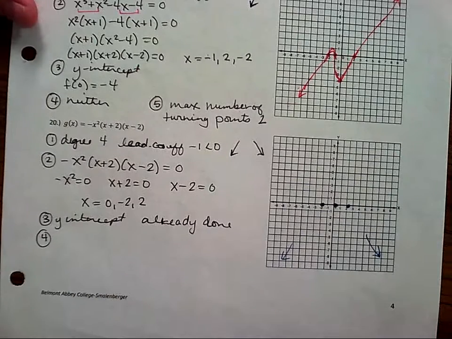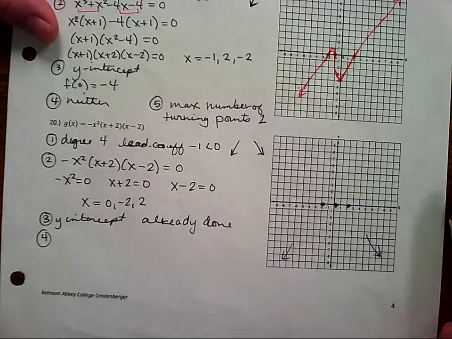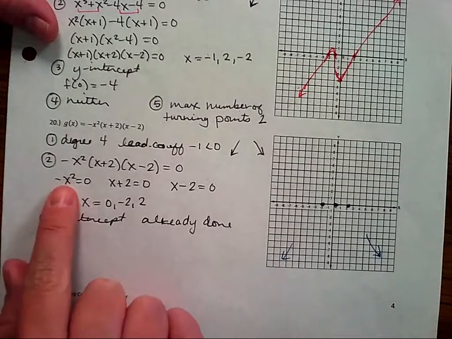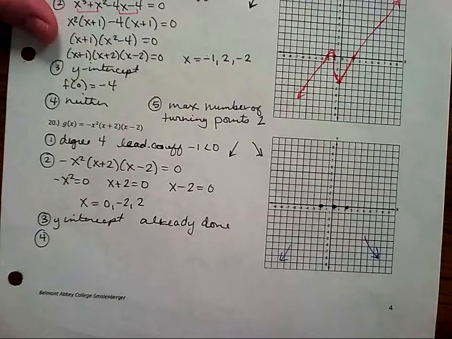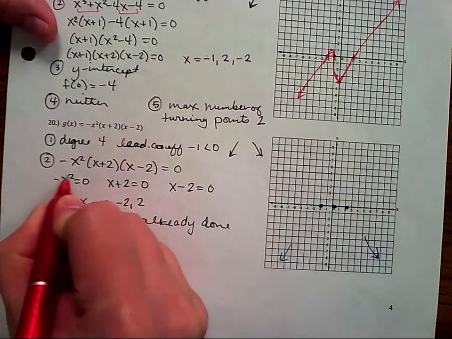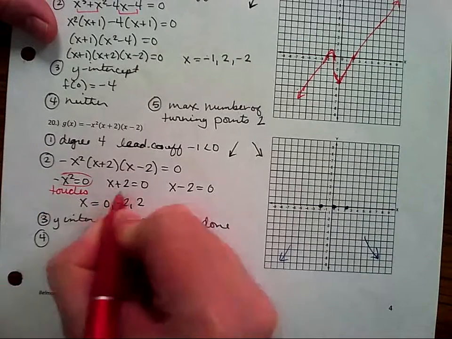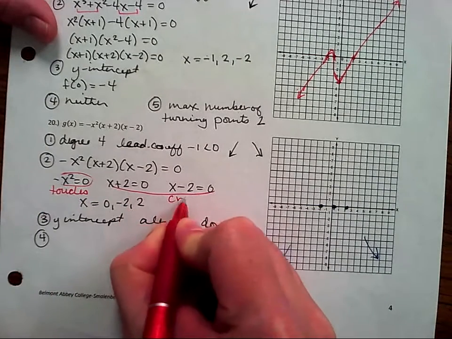Okay, 4. What do you think about symmetry? This one I can't really tell, right? Oh, I didn't talk about roots for this, or multiplicity. So what's the multiplicity of each root? This here is multiplicity 2, so it touches. These are multiplicity 1, so those cross.